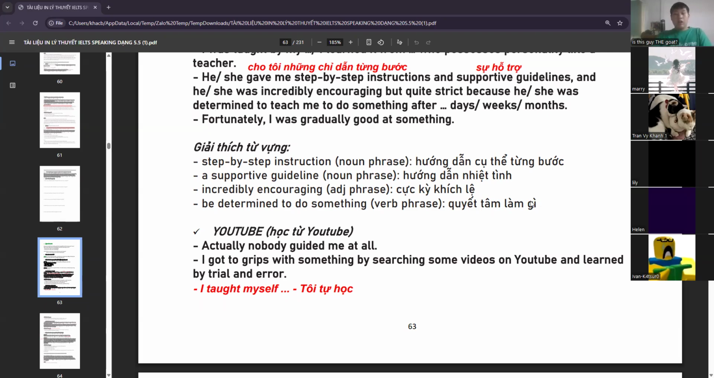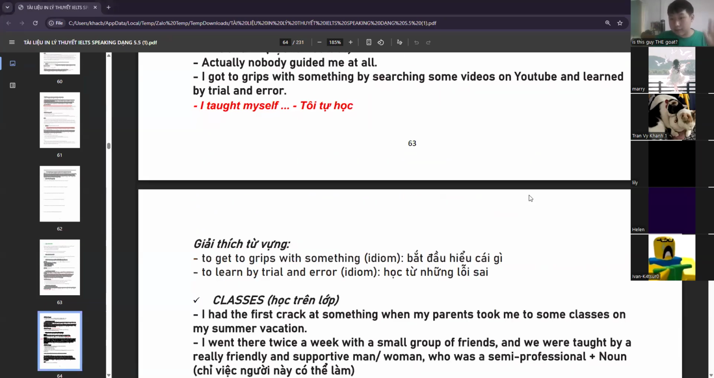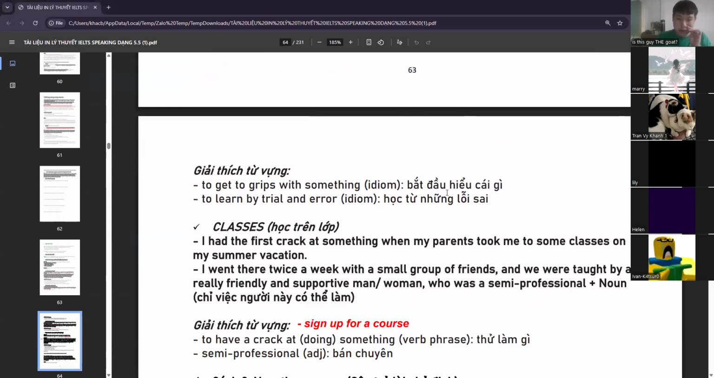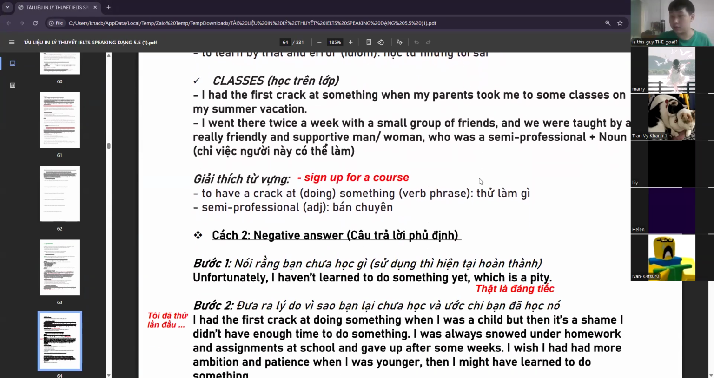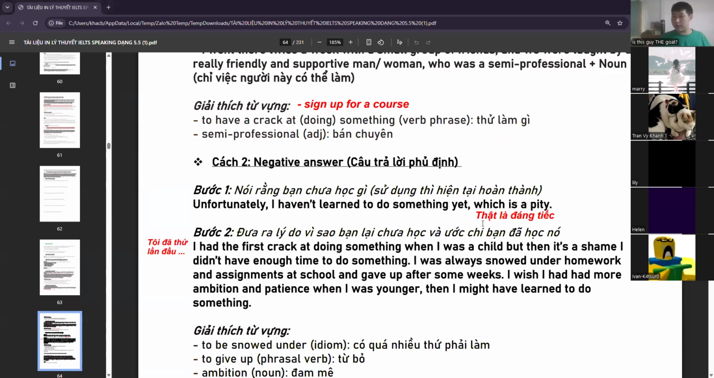Now, some of you guys, for this question, for example, have you played a music instrument? You probably didn't do it. So maybe you didn't learn how to play a musical instrument. So yeah, what if you don't want to play a musical instrument, or what if you didn't? You can say something like, "Unfortunately, I haven't done this yet," which is a pity.